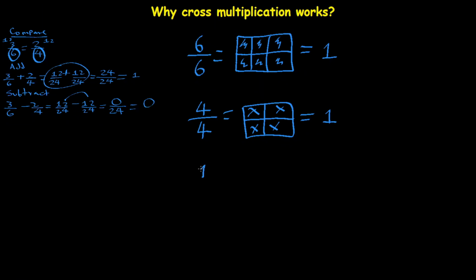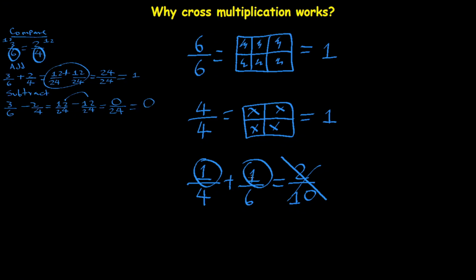So what happens if you want to add, for example, 1 part of this fraction plus 1 part of the other fraction? We would do 1 plus 1 equals 2, and 4 plus 6 equals 10, and this is wrong. Why?